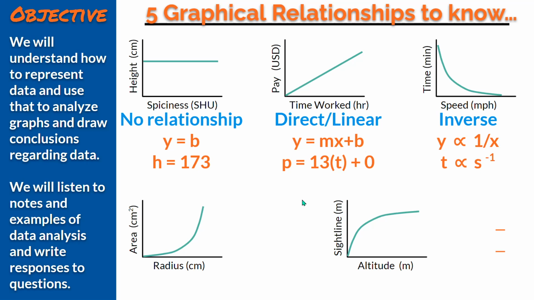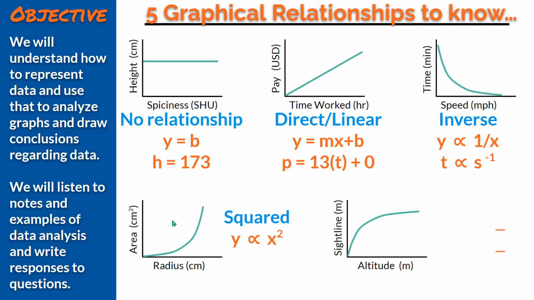The next graph you see right here, this shape, if you see this, is a squared relationship. And this is a relationship you should be familiar with. This one is showing the relationship between the radius of a circle and its area. Okay, and I would expect everybody to know the equation for area of a circle, hopefully.